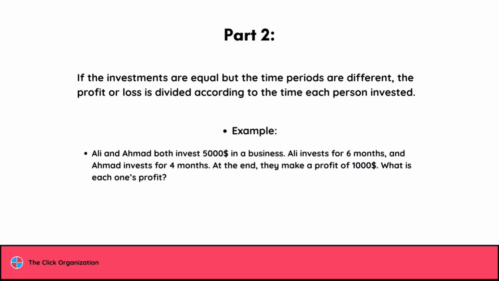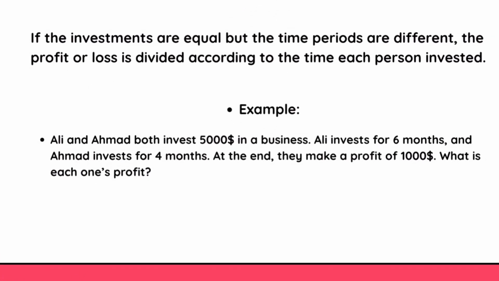Ali and Ahmed both invest $5,000 in a business. Ali invests for 6 months and Ahmed invests for 4 months. At the end, they make a profit of $1,000. What is each one's profit? So the investment is the same. Both of them have invested the same amount of money, but the times are different, right? So we should go with proportional division based on time to know each person's profit.